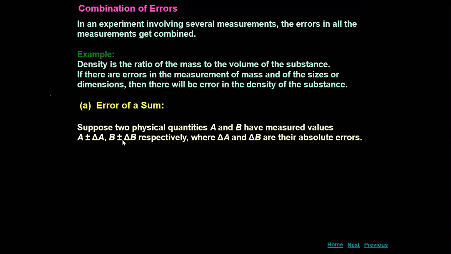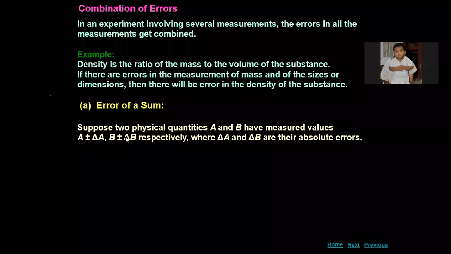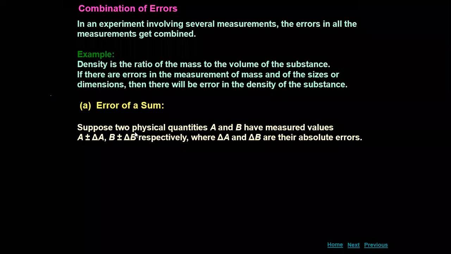Now two values we have taken in terms of their error. This is a measurement. And what about this delta A and delta B? Delta A and delta B are the error in the A measurement and the error in the B measurement. When we are using delta, we call it the absolute error, right? So absolute errors we have taken.